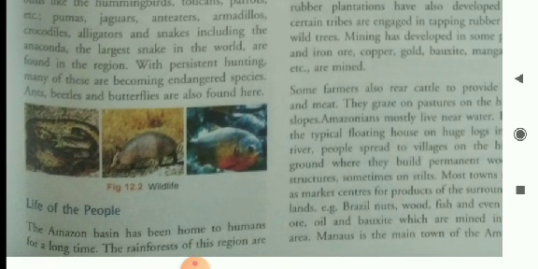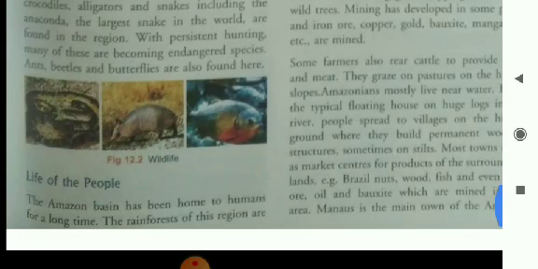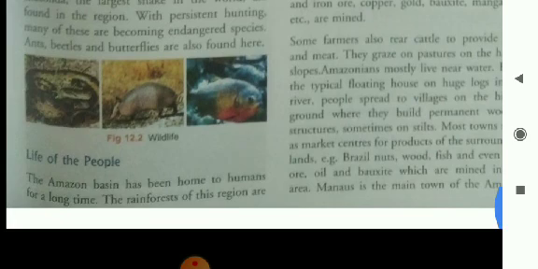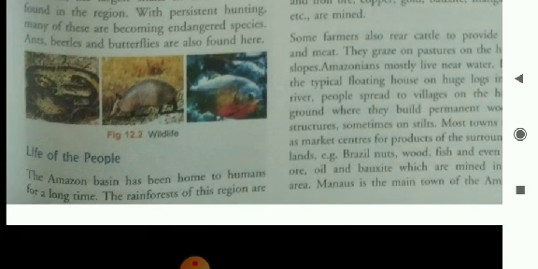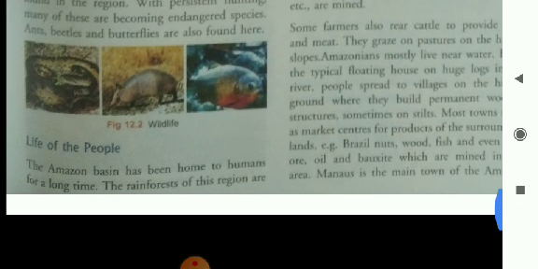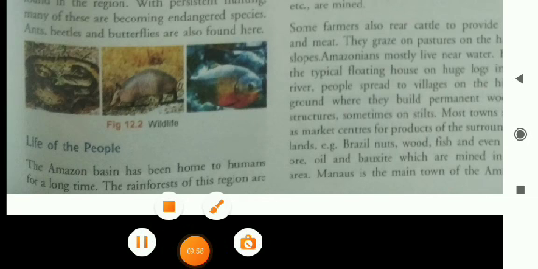Pumas, jaguars, anteaters, armadillos, crocodiles, alligators, and snakes, including the anaconda, the largest snake in the world, are found in the region. With persistent hunting, many of these are becoming endangered species. Ants, beetles, and butterflies are also found here.